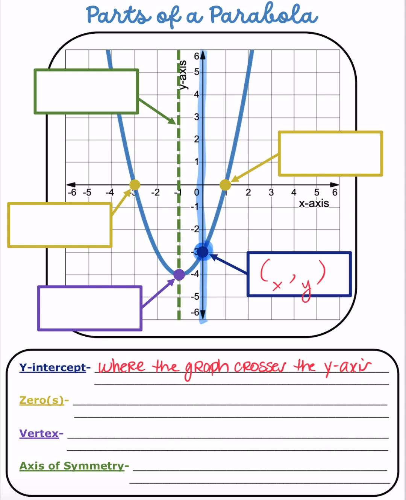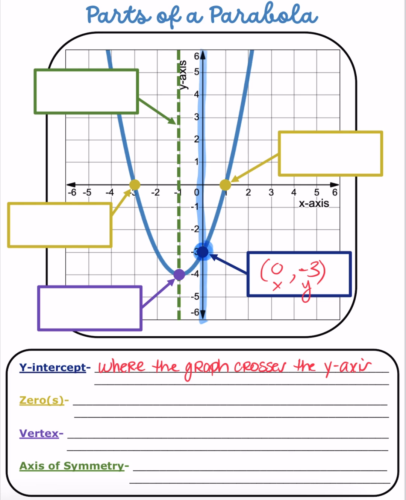Because this point lies on the y-axis, after all, it is the y-intercept, the -3 is going to go after the comma. The first number, because it's on the axis, is going to have to be 0. So my y-intercept is (0, -3).